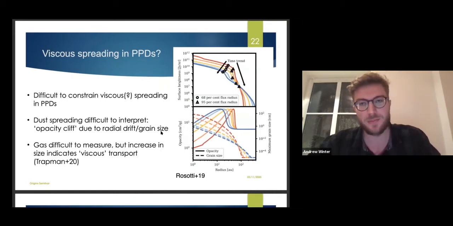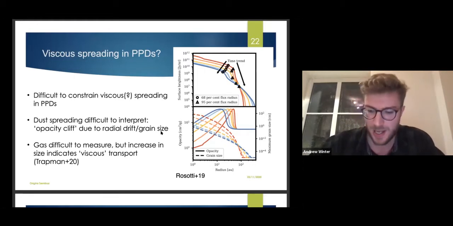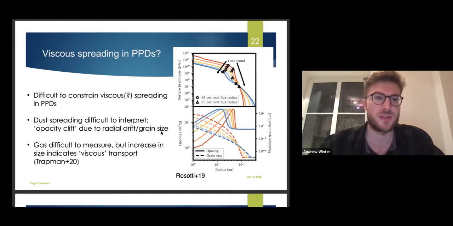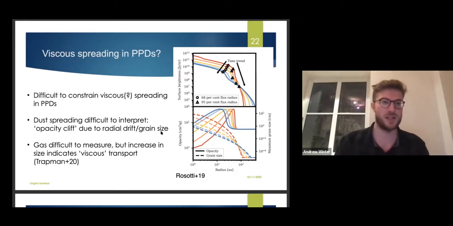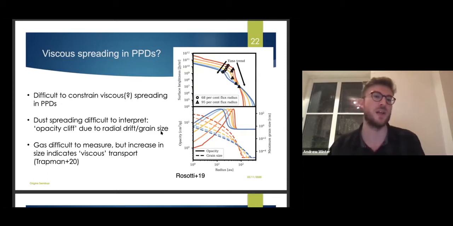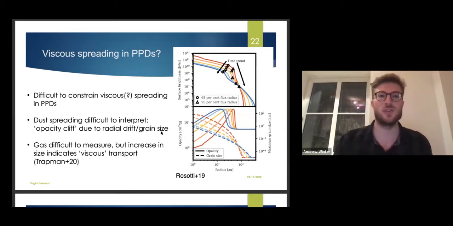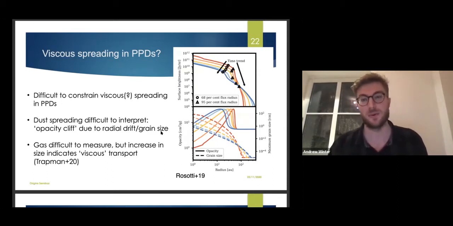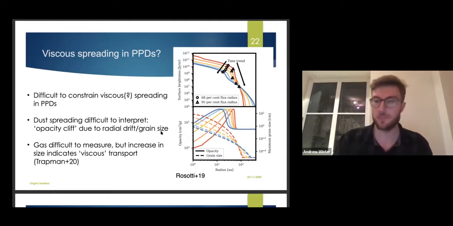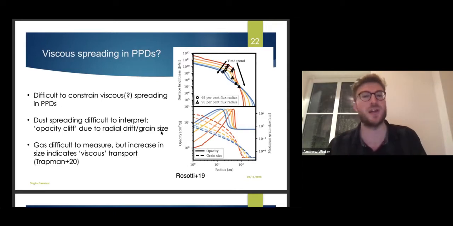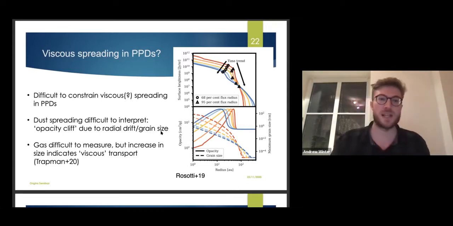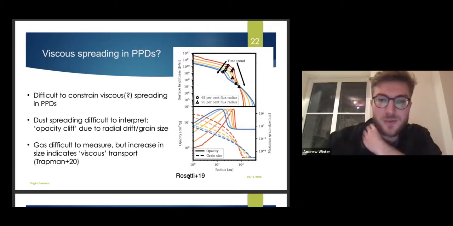But we have a real problem in protoplanetary disks. One of the key aspects of any planet formation model is how angular momentum is redistributed throughout the protoplanetary disk. This is a really crucial sticking point in terms of understanding planet formation. It's really difficult to constrain how angular momentum is transported because there are a lot of observational issues in determining how disk radii change over time. And particularly, this is a paper by Giovanni Rosotti et al.